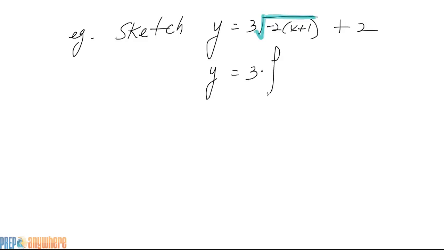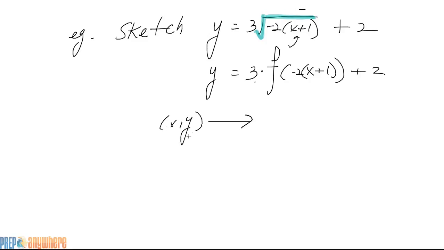3 times f. So here's my x. We're adding 1 first. And then we're timesing it by -2. And then we're applying the square root. So I replace that with f. And then we're timesing it by 3. And then we're adding 2. The transformation. Now these x, y here represent the x and y of this function.